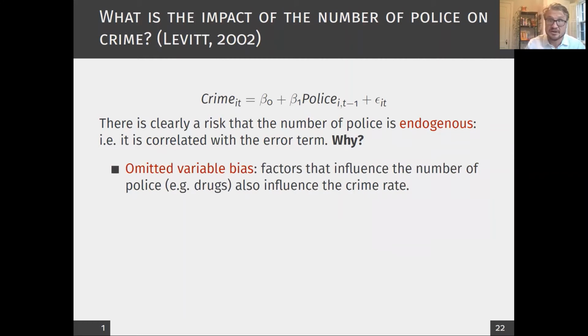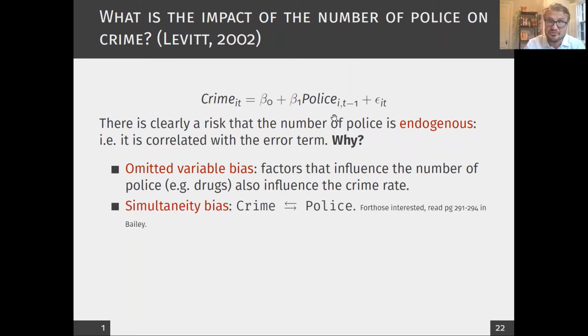This could be because of omitted variable bias, because there are some factors that influence both the number of the police and crime rate, such as maybe drugs or level of poverty in the city. We could also have some kind of simultaneity bias here, where crime increases police and police decreases crime. For those who are interested, the textbook does go into how to deal with simultaneity bias, although that will not be evaluated for the exam.